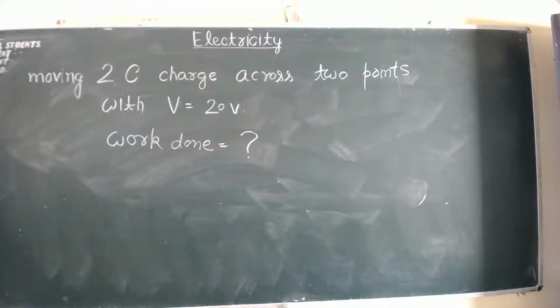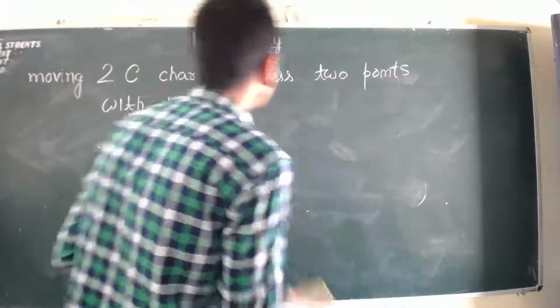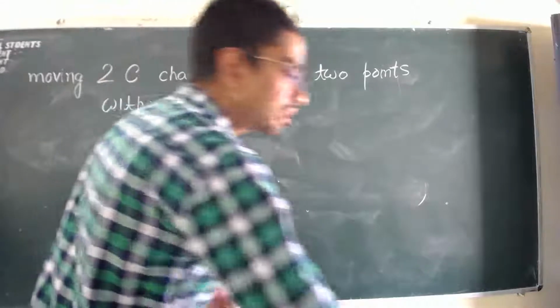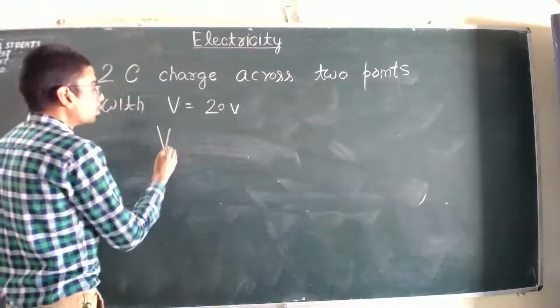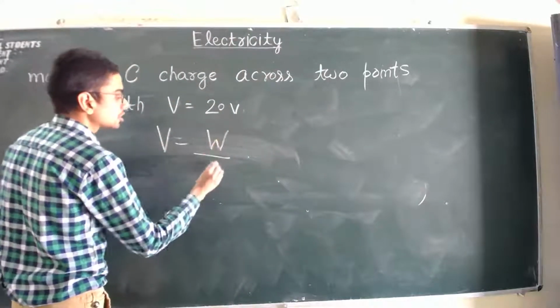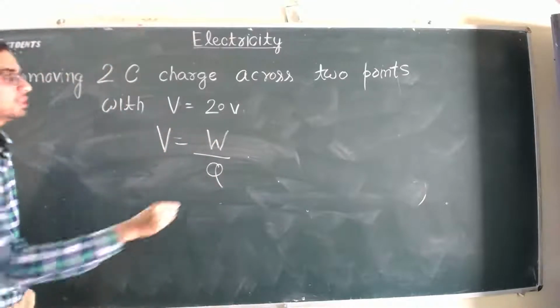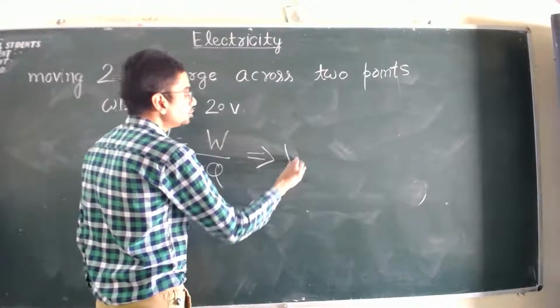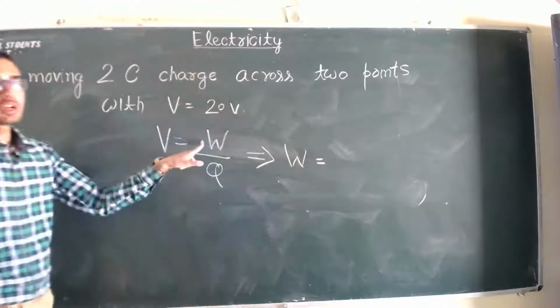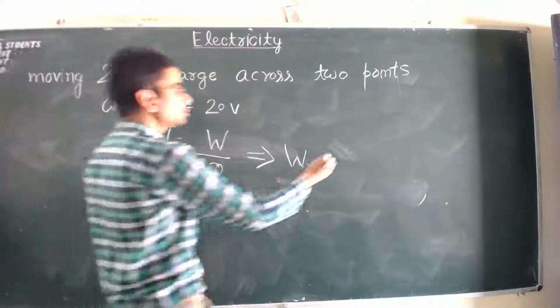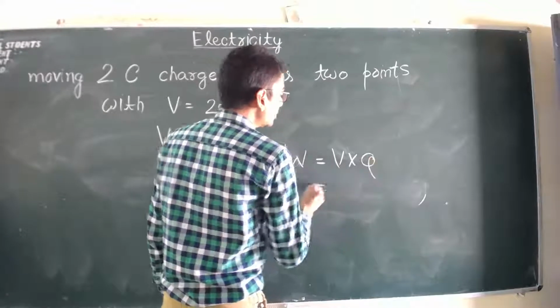Mayank Joshi is right. Anyone else want to answer? Anmol Sahu is also right. You simply use the formula. What was potential difference? Potential difference was work done per unit charge. You have to find work. So basically, work done is potential difference into charge. You have to simply multiply.